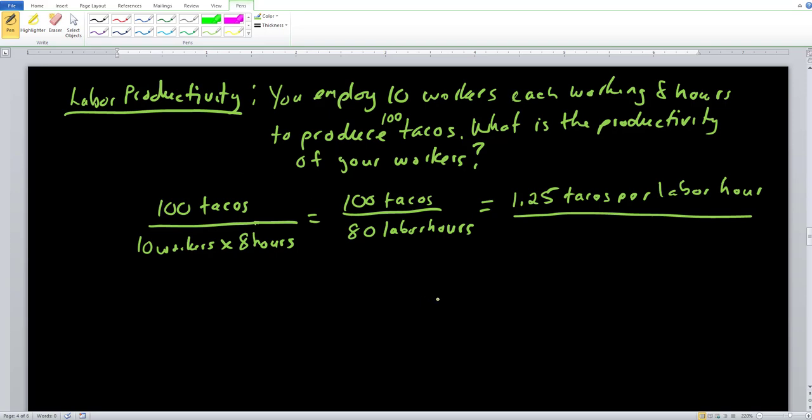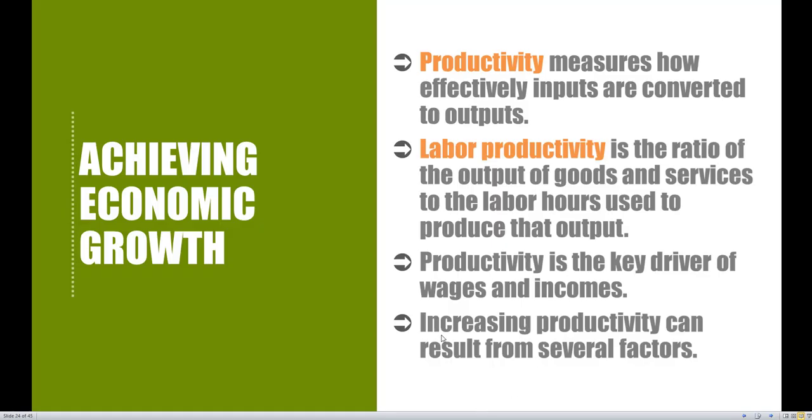This is exactly how you do that, just by taking the ratio of the amount of goods and services and the labor hours. And the question that segues us into the next section is, how exactly do we get this number as big as possible? How can we convert this 1.25 to something like 1,000 tacos per labor hour, or 2,000 tacos per labor hour? We're going to see that increasing productivity can result from several factors, but we're going to be honing in on our factors of production once again: land, labor force, human capital, physical capital, and technology. We need to break down each one of our factors of production in order to get this labor productivity as high as possible.